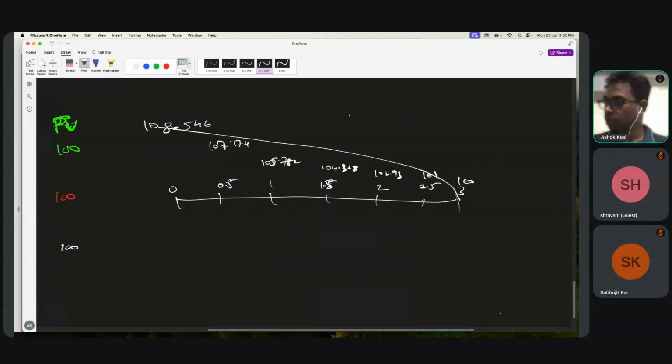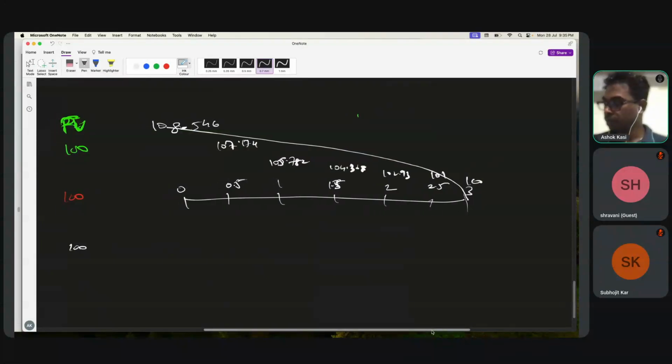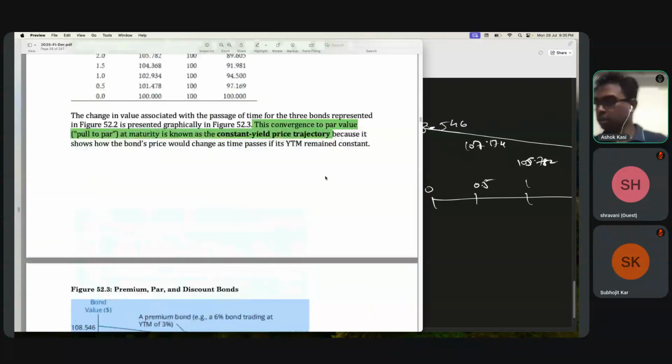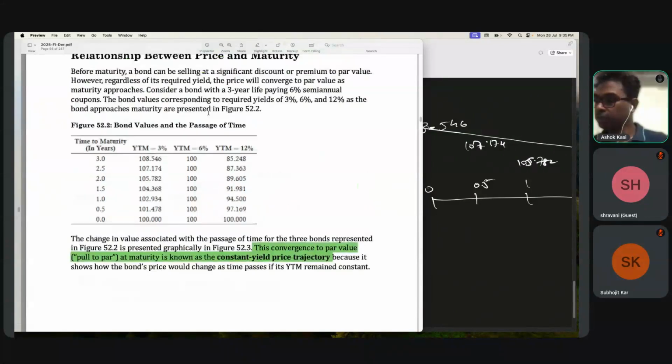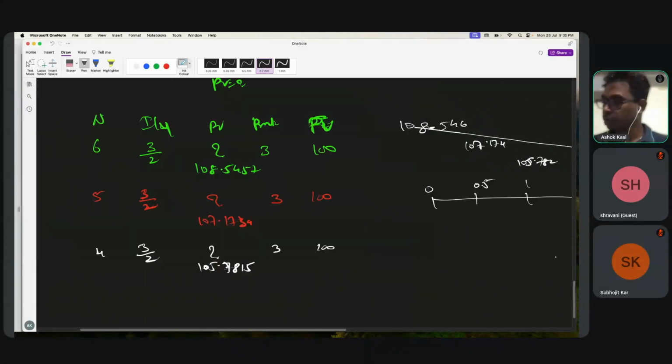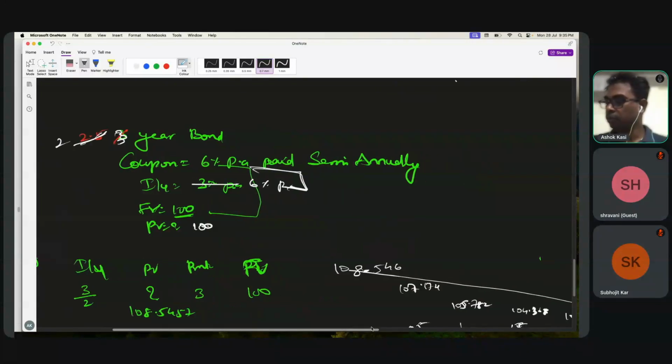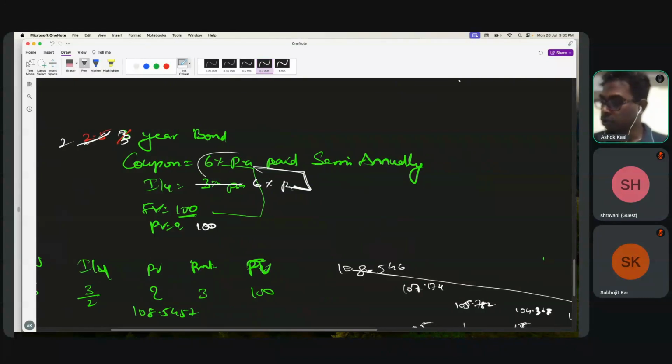Similarly, now we will change the scenario. Scenario is case 2. YTM is 6%. The moment I change it to 6% for 3 years, what is the present value? It will be 1000, or 100, as long as these two are the same. For 2.5 years, again it will be 100, irrespective of the maturity period. If you want, you check.